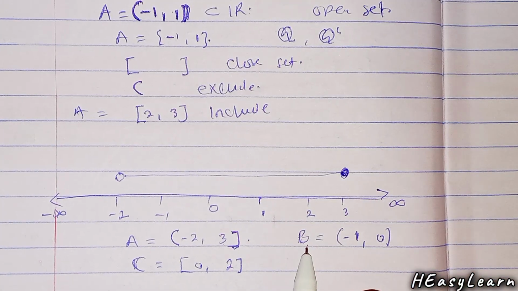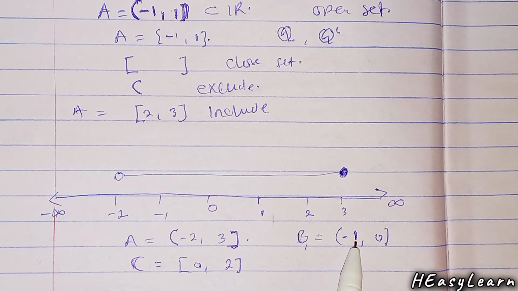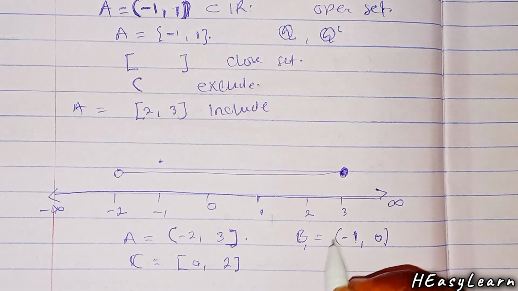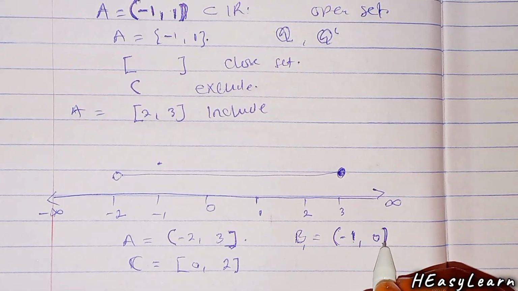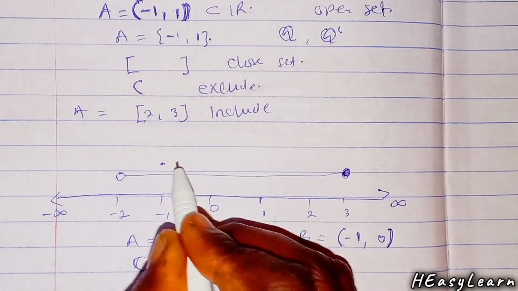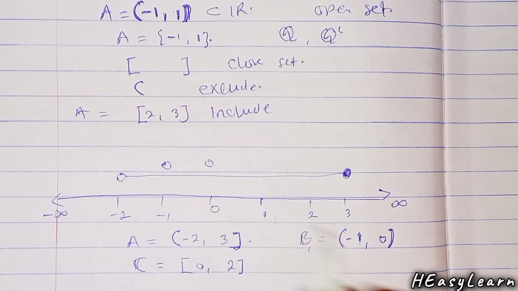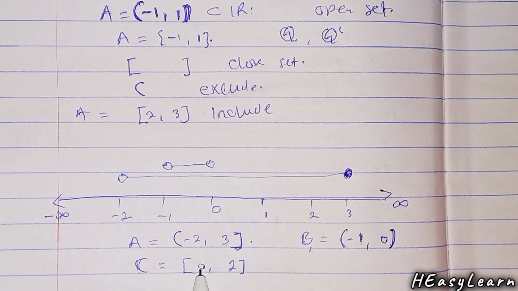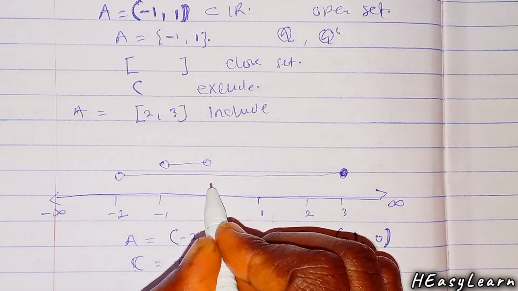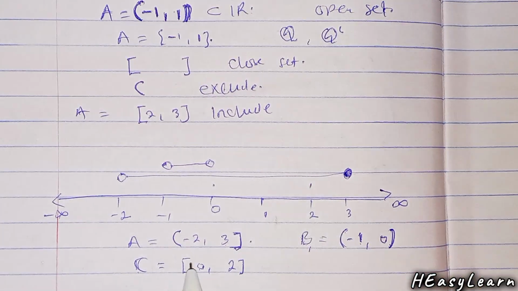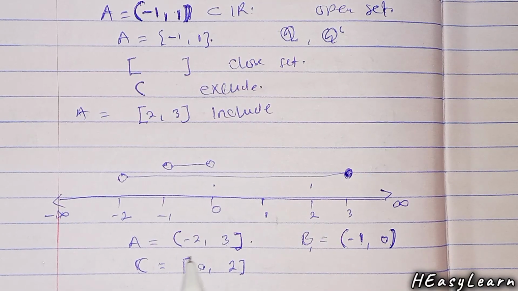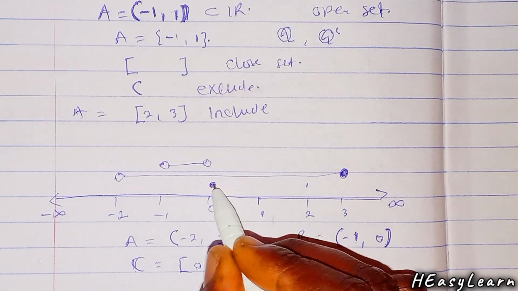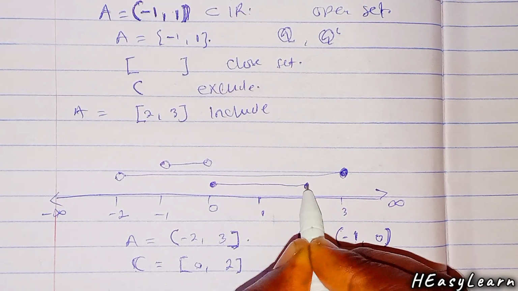What of this B? To represent B on the number line, the interval starts from minus 1 and ends at 0. But look at these brackets. They are both excluded, parentheses. Then you start from minus 1 and end at 0, excluding the end points. C is what? 0 to 2. Then you check the bracket. This is a closed bracket. That is, the end point is included. From 0 to 2 is included in this case.